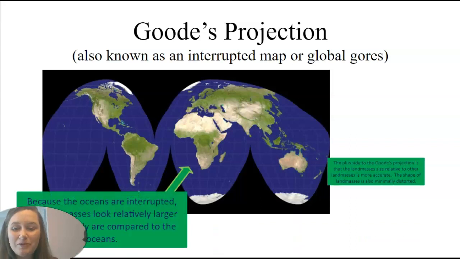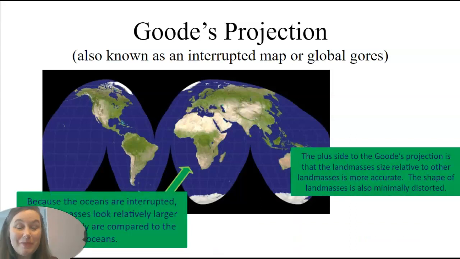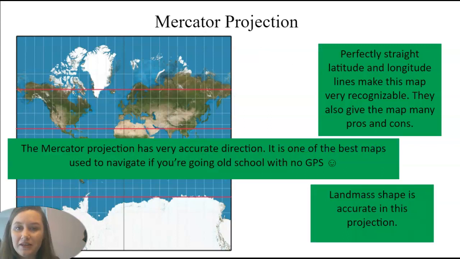Because the oceans are interrupted, the landmass actually looks bigger than the oceans, which is not correct. The plus side to this projection is that the sizes of the landmasses are appropriate. Africa is much larger than North America and South America, which is correct. And the shapes of these different continents are not very distorted either. So that's a really good positive.